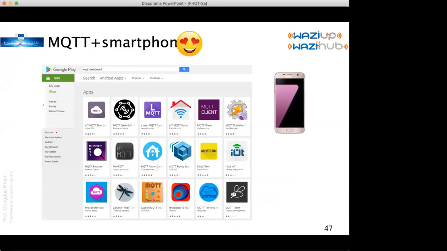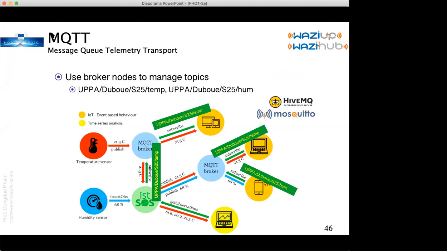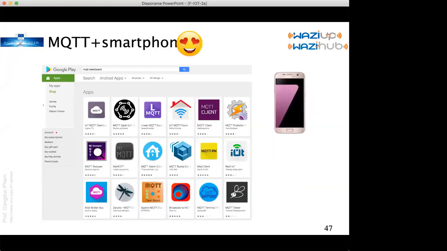Now, if you look on the App Store or Google Play and you search for MQTT dashboard, because, sorry, I forgot to mention that MQTT is a protocol that implements the publish-subscribe model adapted for the Internet of Things. When we look for MQTT plus smartphone on Google Play or the App Store, you see a lot of applications out there, okay? A lot of them. So you can install them on your smartphone and directly receive notifications from MQTT.